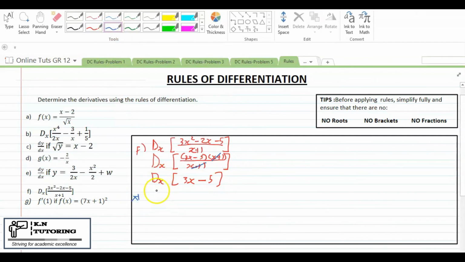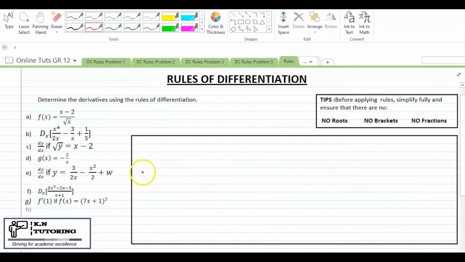Now that it has been simplified, I can apply my rules of differentiation. Remember, with this notation, you can write equals there, or you can just write equals here without writing the notation. The derivative of 3x is going to be: I have the 3 there, and I have a 1 there, so I drop the 1, and then I have an x to the power 1 minus 1. This is a constant, so the derivative of a constant, according to rule number 1, is 0. So this will be 3x⁰, which is the same as 3.